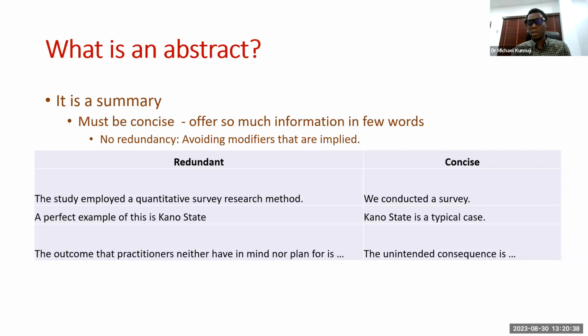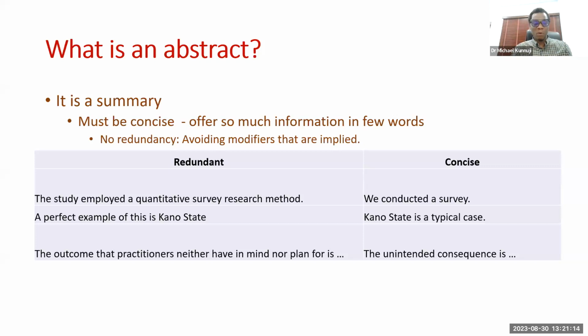And what exactly do we mean when we say you're concise? It means that you're providing so much information in very few words. To achieve this, there must be no redundancy. That is, you must avoid using words that you can actually do without. So if there is any word, for instance, that you don't necessarily need in your communication, then the ideal thing is that you don't use that word.